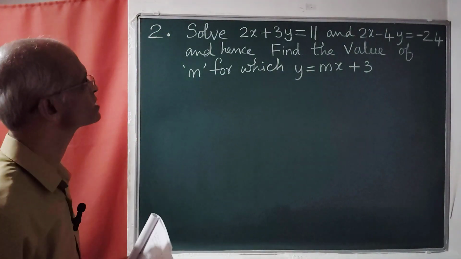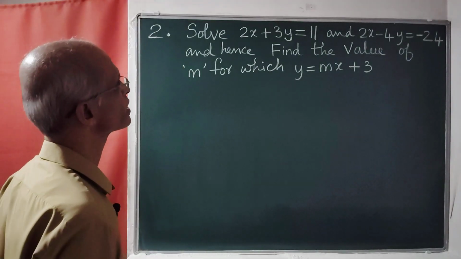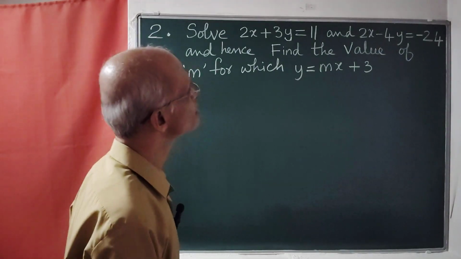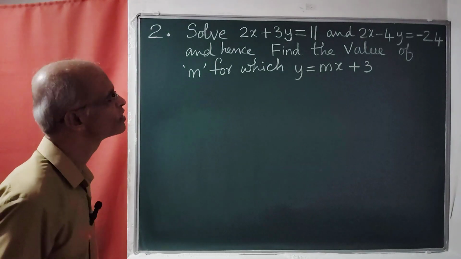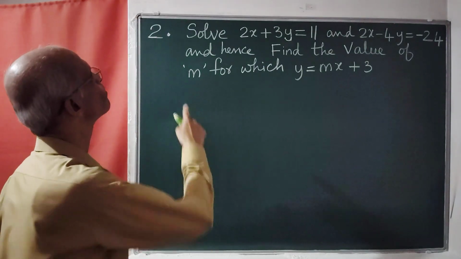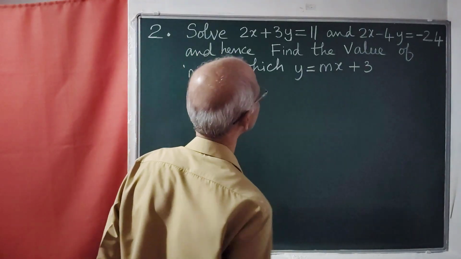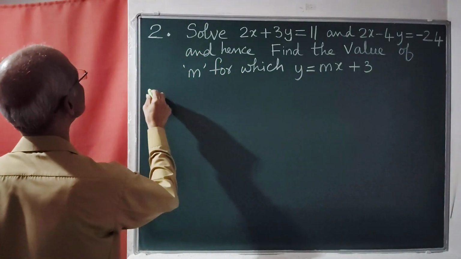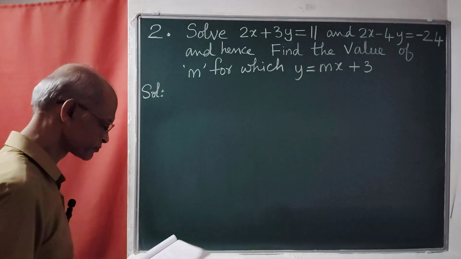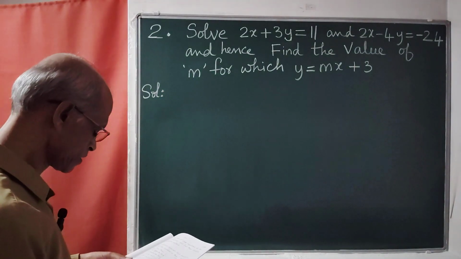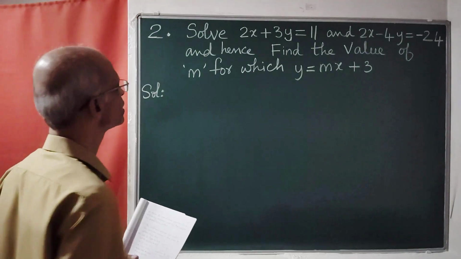Question 2 says solve 2x plus 3y equal to 11 and 2x minus 4y equal to minus 24, and hence find the value of m for which y is equal to mx plus 3. First we'll solve the equations.